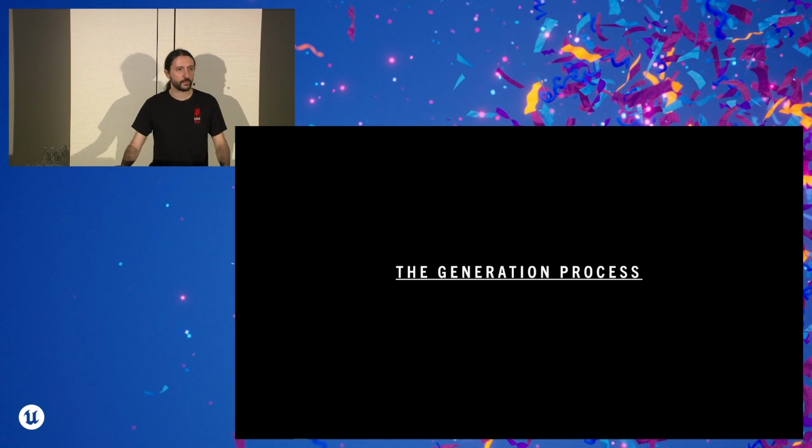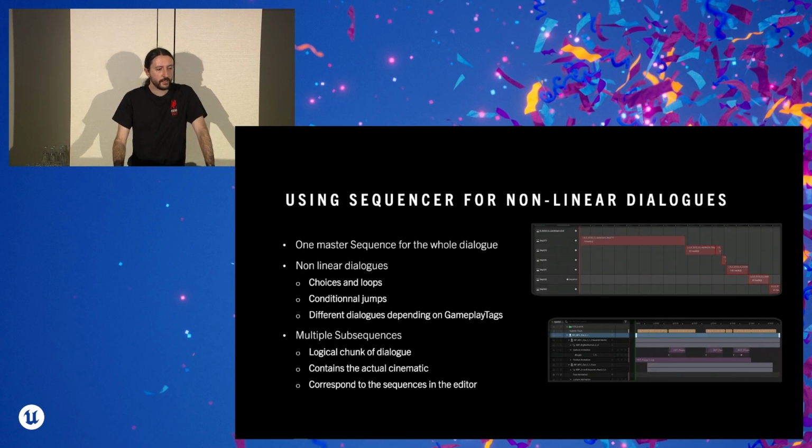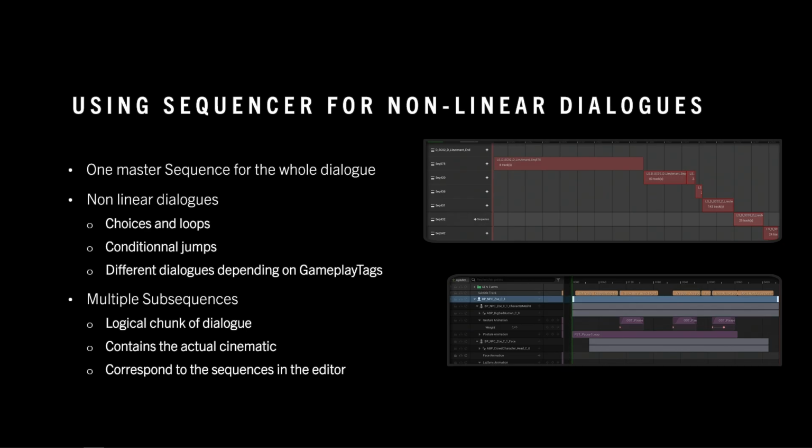Okay, so now about the generation process. So, as I said, we are using sequencer for non-linear dialogues, which is kind of a pain because sequencer is really meant to do something linear. So basically you have one sequence is one cinematic.